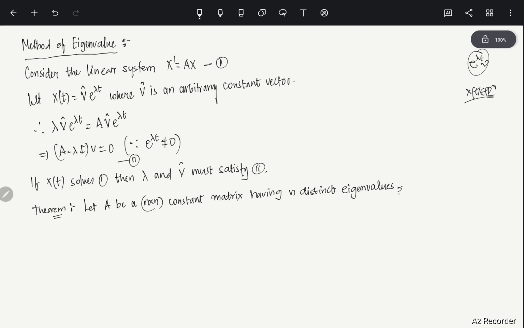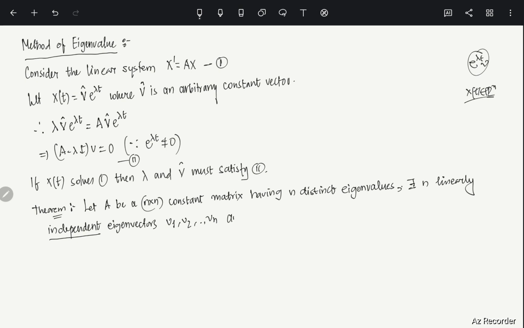Now we know that if there are n distinct eigenvalues, there exist n linearly independent eigenvectors. Corresponding to each eigenvalue there are eigenvectors which are linearly independent, given by v1, v2, vn. Since they are distinct eigenvalues, the corresponding eigenvectors are independent. This we know from linear algebra.